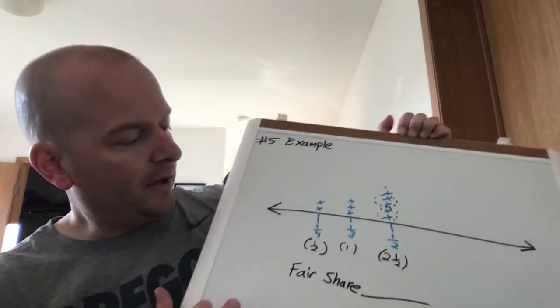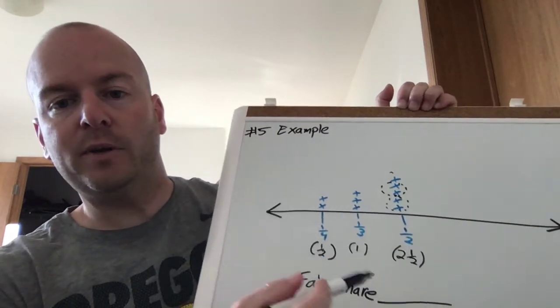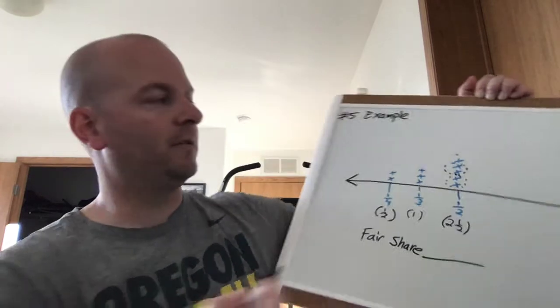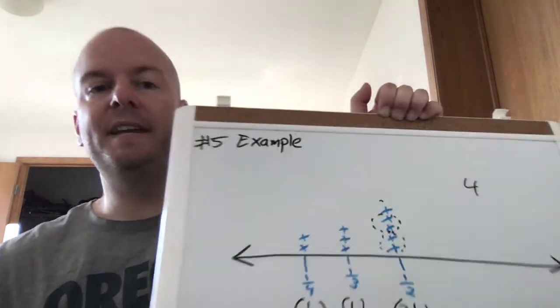So all together, now I need to add these together. So I end up with 4. 2.5 plus a half gives me 3, plus 1 gives me a 4. So I have a 4.